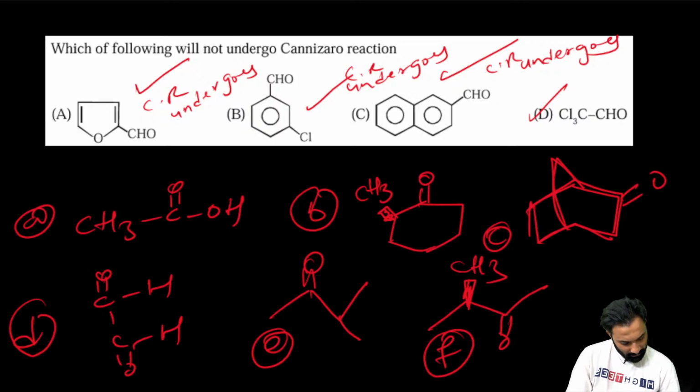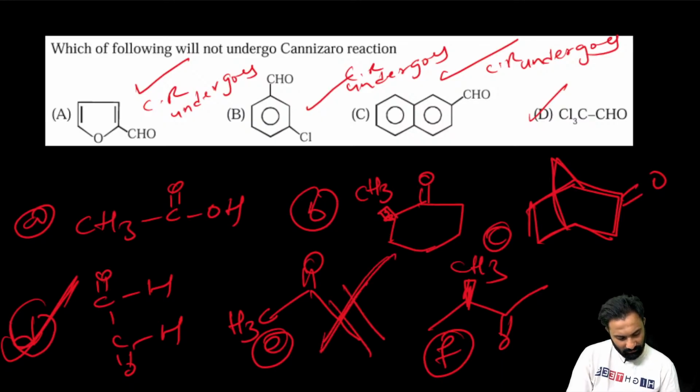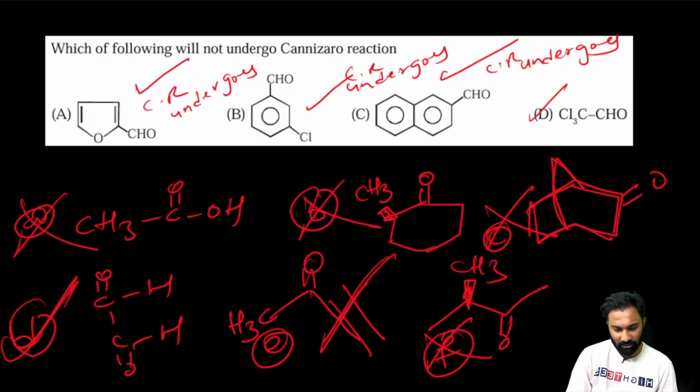D and E. How come E will give? D will undergo, okay. How come E will give? E here is having the alpha hydrogens, right? E will not give. E is not having a chance. E will not undergo, F will not undergo, C will not undergo, B will not undergo, A will not undergo. Okay?